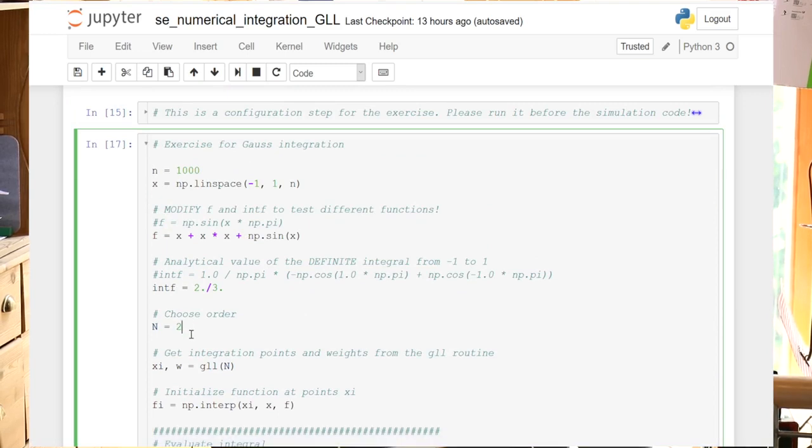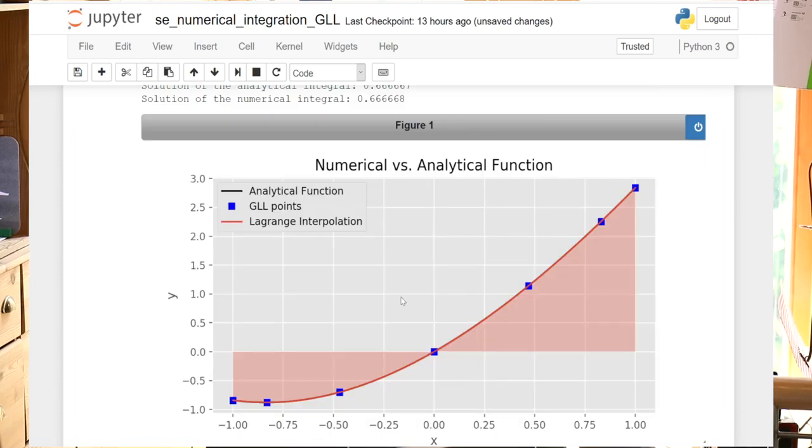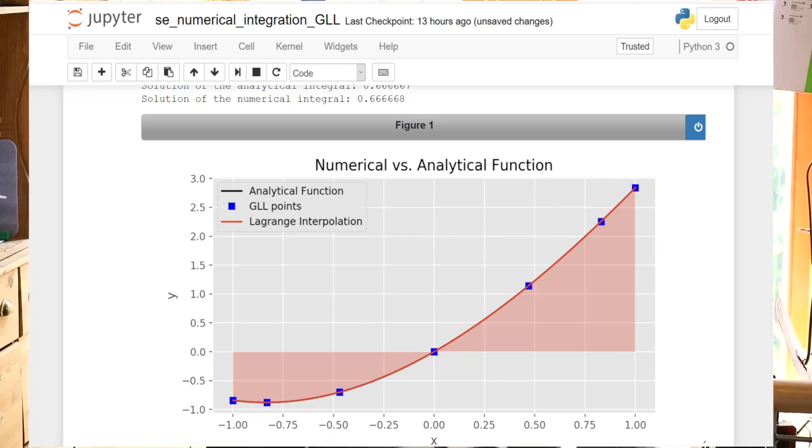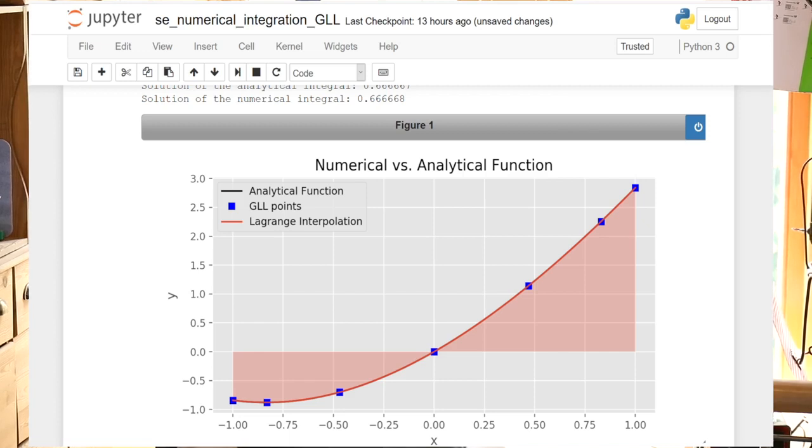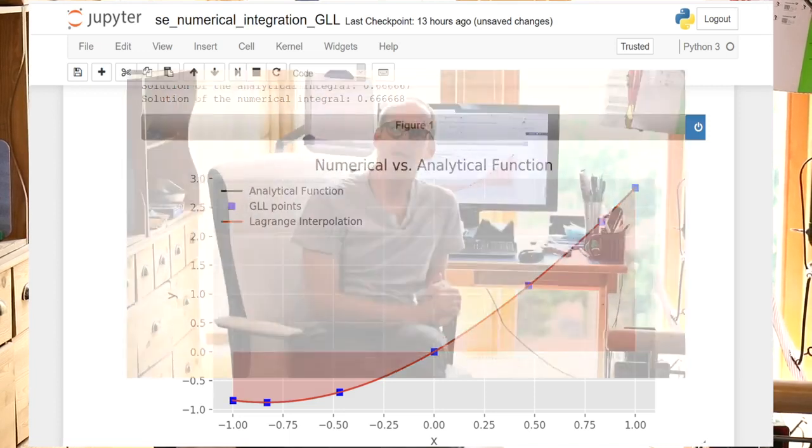So let's change the order here. Let's just take an order 6, for example, and run this again. And now you can see that the Lagrange interpolation works extremely well, and we're fitting the analytical function very well. Of course, that also implies that now the value of the integral is well represented. So again, please play around with this and appreciate this numerical integration scheme.